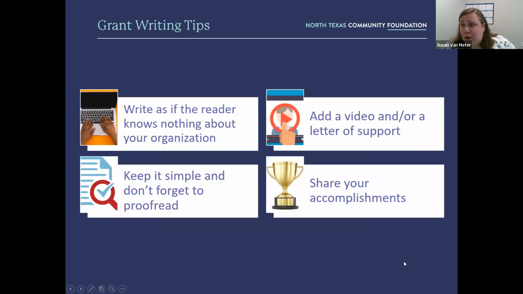And now some grant writing tips. And I think Adam hit on this a little bit, and that was writing as if the reader knows nothing about your organization. He made a really good point of having someone look over your work and making sure it makes sense, so that the grant committee members, if they've never heard of your organization, can read and be moved by the work that you do, and put their stamp of approval, to use Adam's words. Don't forget to keep it simple and make sure you proofread.